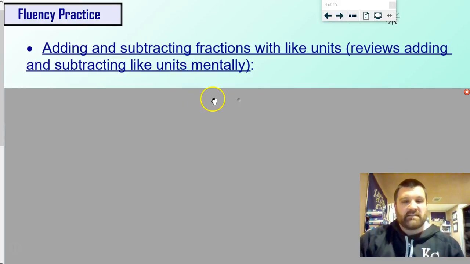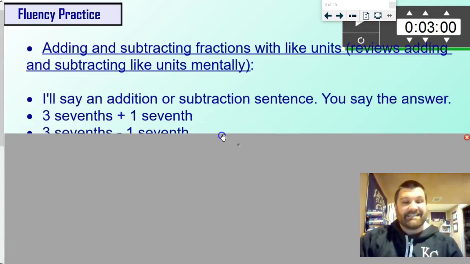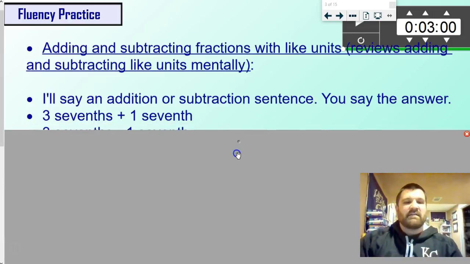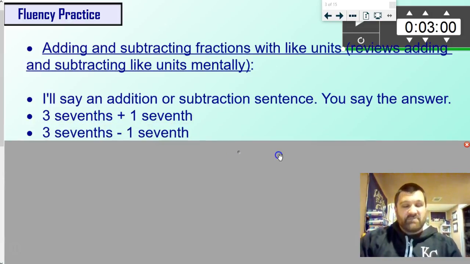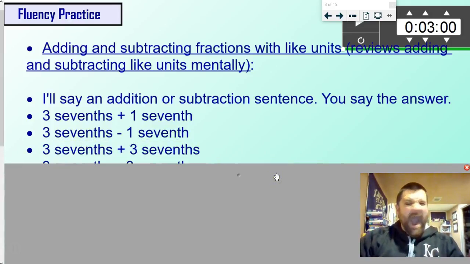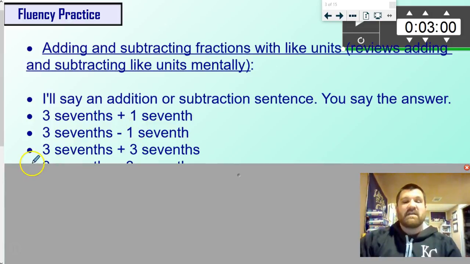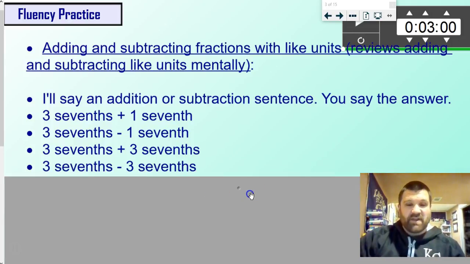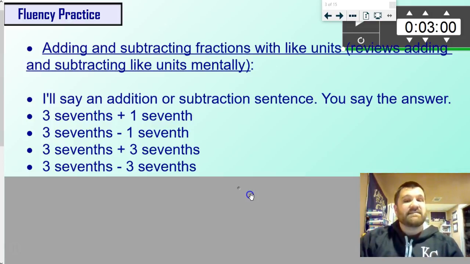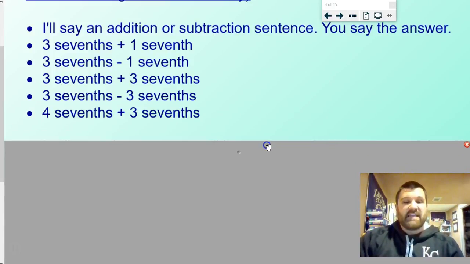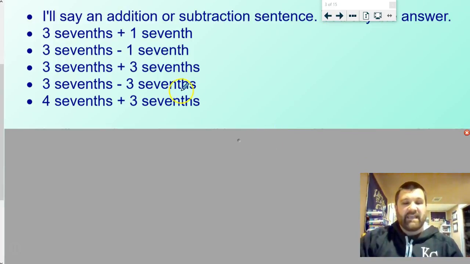Okay, let's do some fluency practice, adding and subtracting fractions with like units. I'm going to say a subtraction sentence, and I want you to say the answer. So 3/7 add 1/7 is 4/7. 3/7 minus 1/7 is 2/7. 3/7 add 3/7 is 6/7. 3/7 subtract 3/7 is 0. And finally, 4/7 add 3/7 is 7/7. Can't get any easier than that, can it?